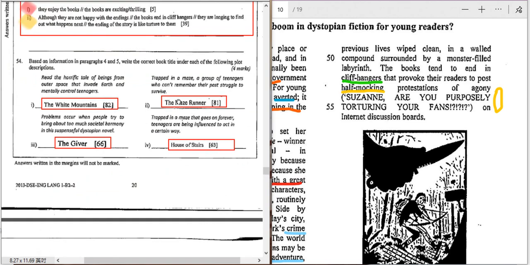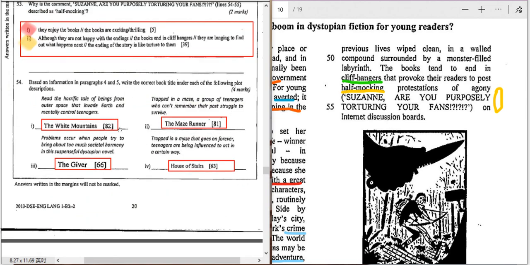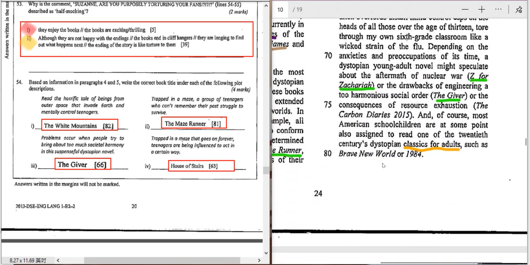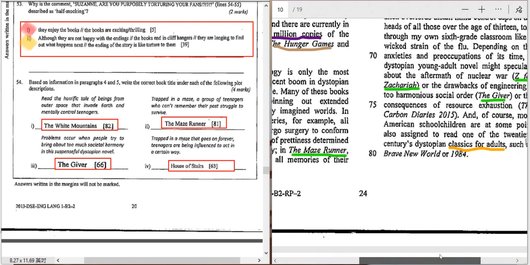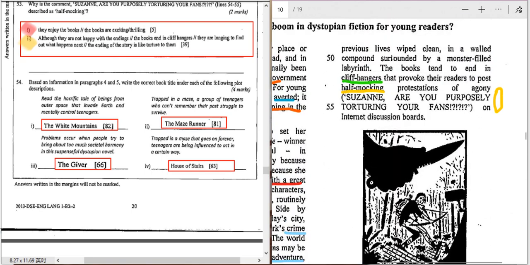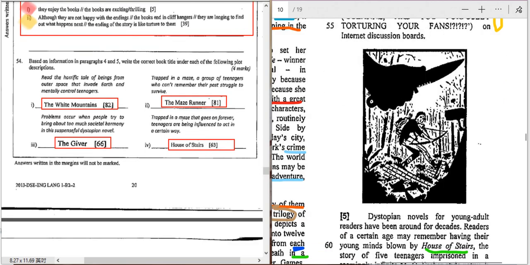Alright. Now last for the first half, question 54. Based on information in P4 and P5, the title. If you have done that with me, highlighting the main words, like the maze runner, trapped in a maze, a group of teenagers who can't remember, so you know memories, or memories of their previous lives wiped clean, so they can't remember. So it must be the maze runner.